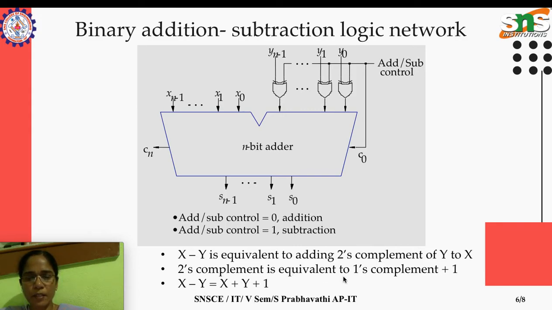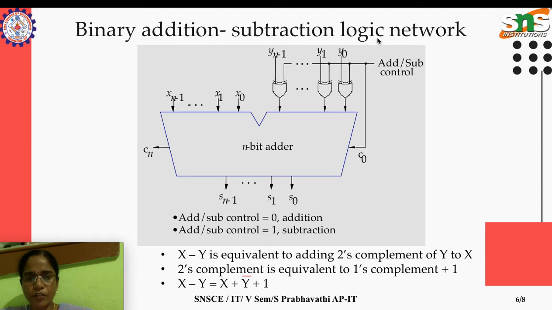So 2's complement is equivalent to, as I said, taking the given number's 1's complement and adding 1 to it. So x minus y is equal to x plus y bar. I think the bar is missing here, let me correct it. Y bar means the complement of y, then plus 1. So basically we are performing addition, is it not? If we have a negative number, we need to perform the 2's complement.